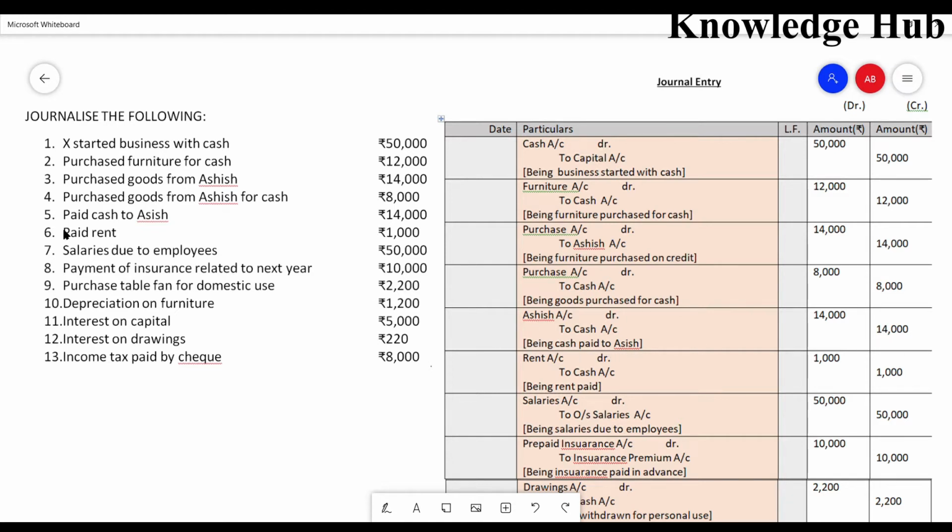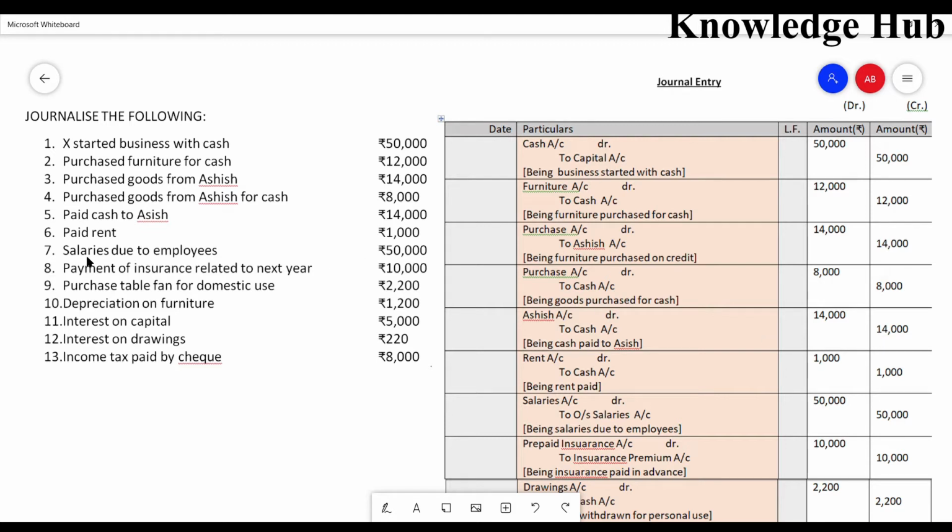The next transaction is paid rent 1,000. The accounts involved are rent and cash. Rent being an expense will be debited. So rent account debit and cash is going out. So to cash account, that is 1,000 rupees.